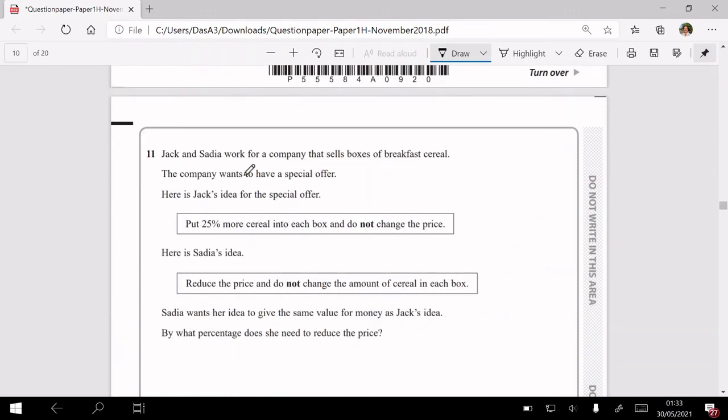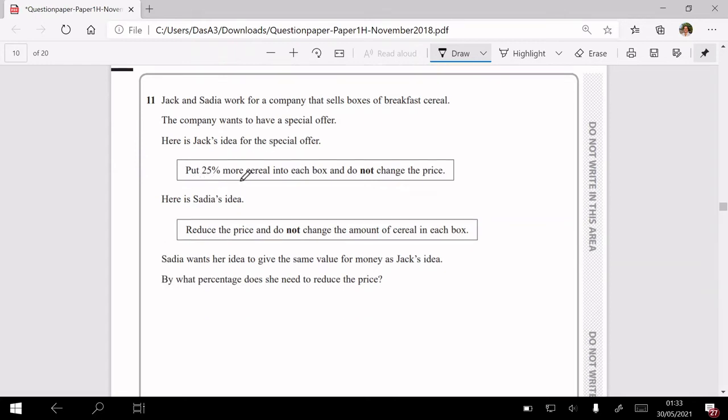So Jack and Sadia work for a company that sells boxes of breakfast cereal. The company wants to have a special offer. Here is Jack's idea for the special offer. This is Sadia's idea. What you could do in this scenario is literally assign numbers. Jack puts 25% more cereal into each box and does not change the price. Sadia reduces the price and does not change the amount of cereal in each box.